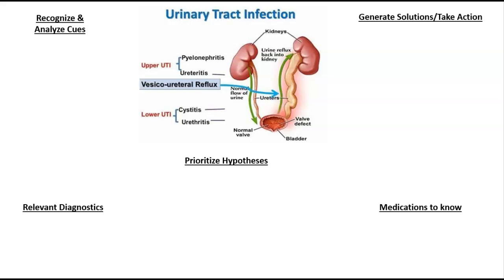And so what's complicated versus uncomplicated? Right, so uncomplicated means that it's the bladder only, and complicated is it could be a person with underlying health issues, any sort of structural abnormality, somebody who's immunocompromised, anybody who's pregnant, or if it's a recurrent infection.